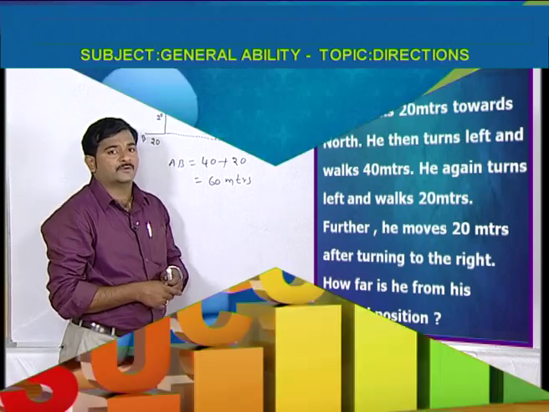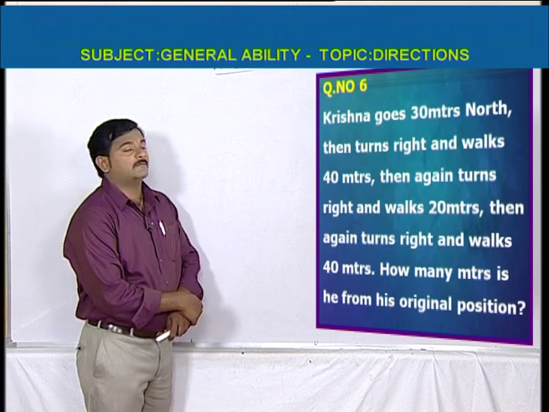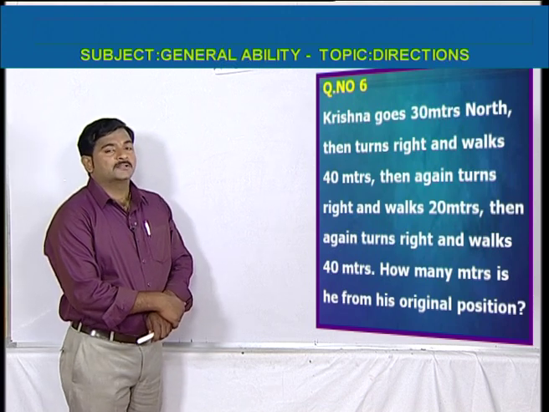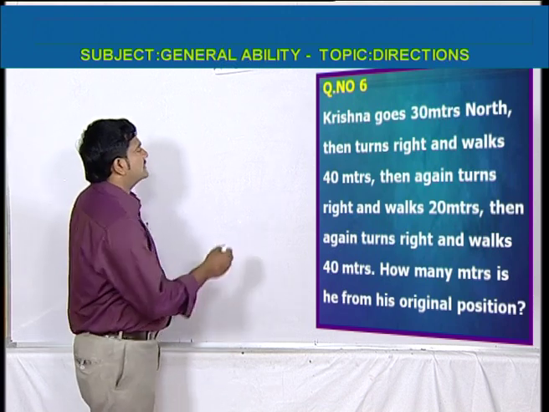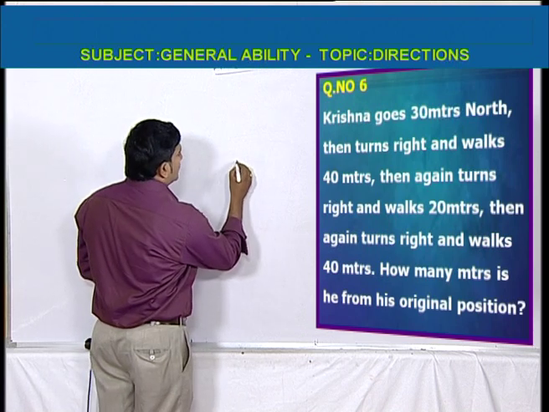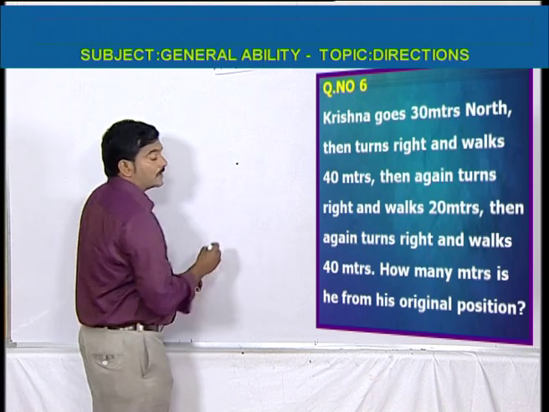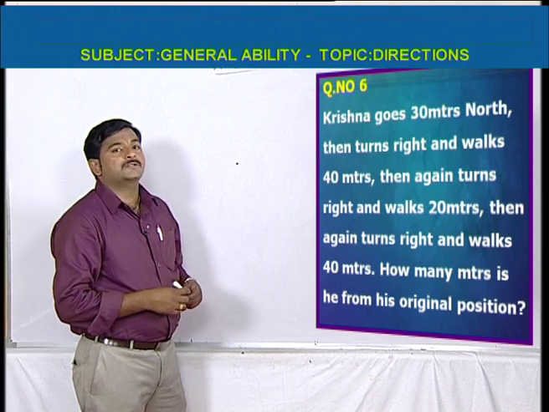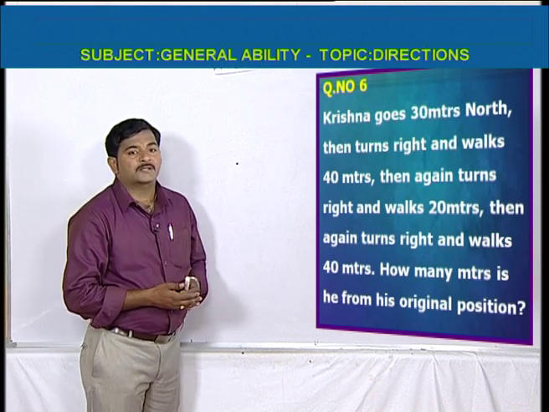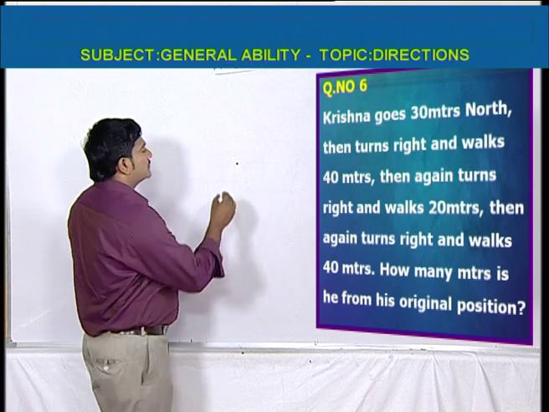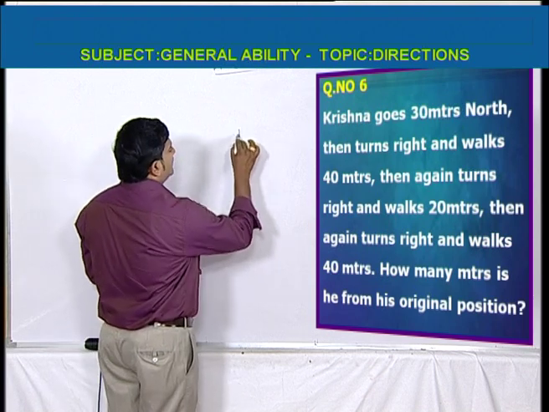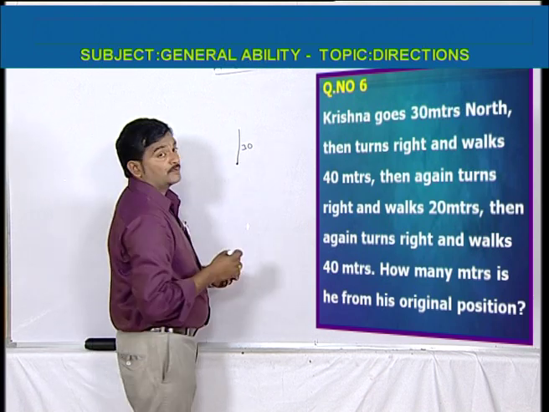Now we'll take one more question. It is as follows. It is about Krishna. What happened? Krishna goes 30 meters north. So let's say somewhere take a starting point. Krishna goes how many meters? 30 meters north. There is no issue with this.